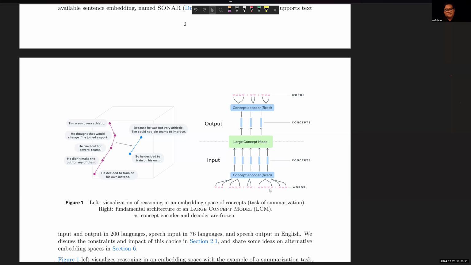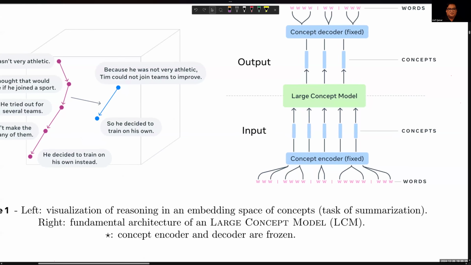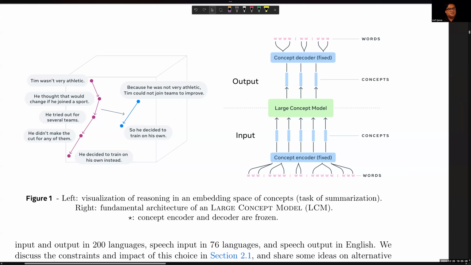Now, let's look at the figure on the left. Tim wasn't very athletic. He thought that would change if he joined a sport. He tried out for several teams. He didn't make the cut for any of them. He decided to train on his own instead. It's made up of 1, 2, 3, 4, 5 concepts. And suppose your task is summarization. Now, let us look at this a little carefully.